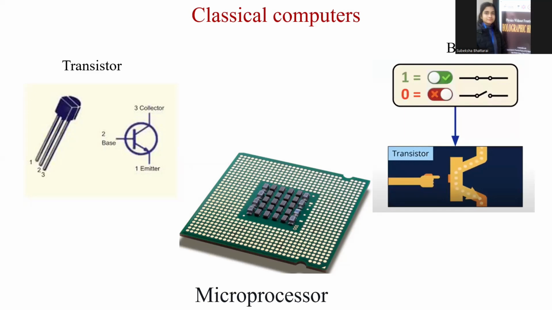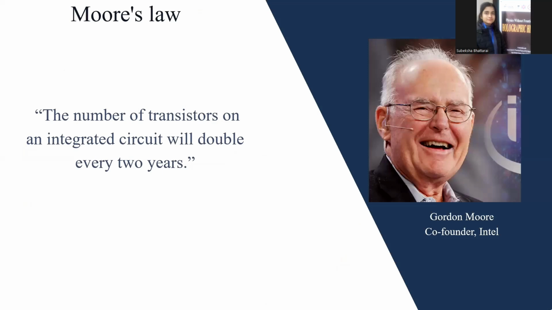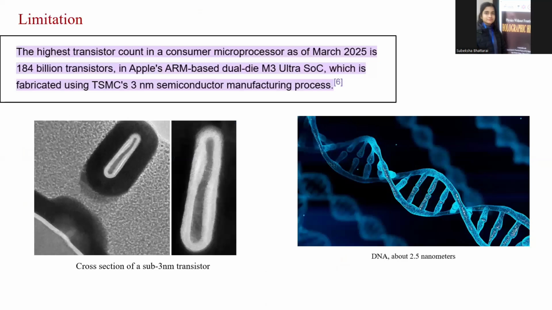But here's the thing, over the years, these transistors have been getting smaller and smaller, following something called Moore's Law, which predicted that the number of transistors on a chip will double every 2 years. But now we are approaching a limit.